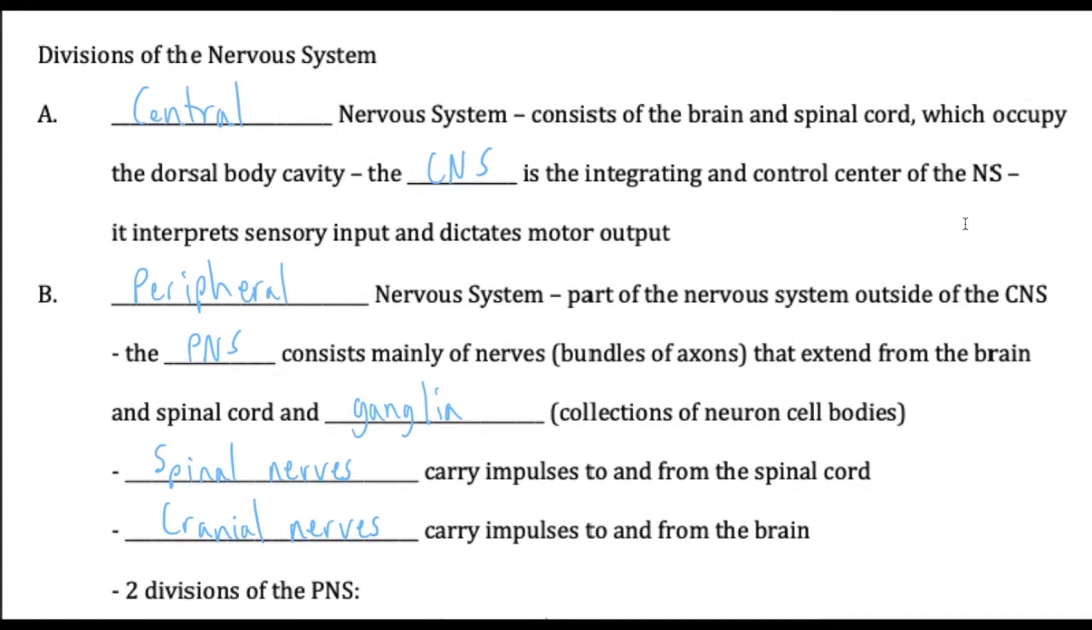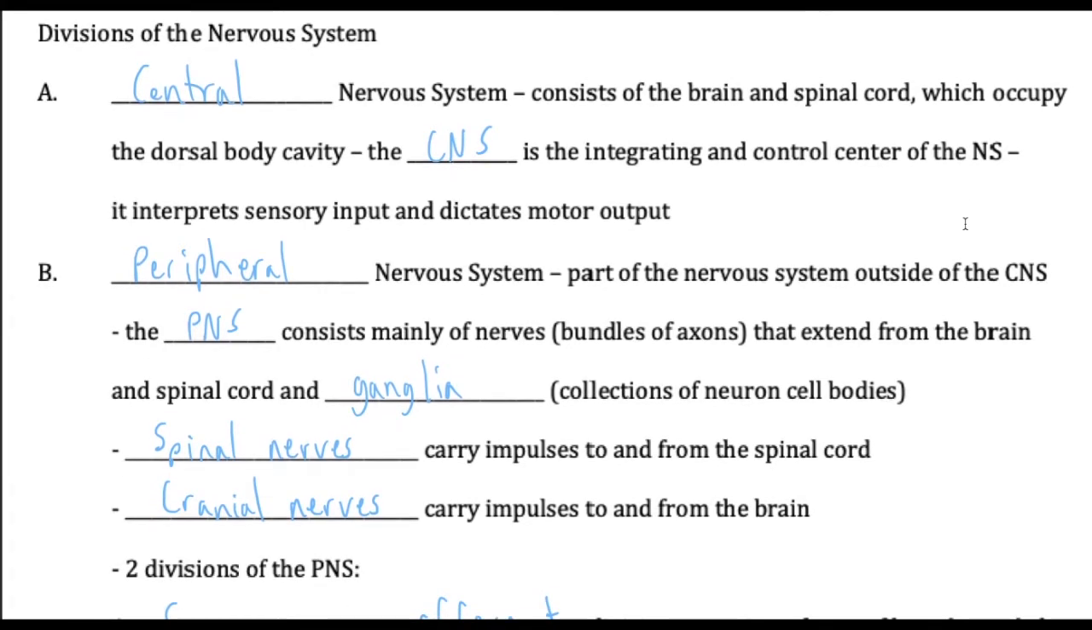A little bit more. So some divisions, we have the central nervous system and the peripheral nervous system, or what we call the CNS and PNS. The central nervous system consists of the brain and spinal cord. And the CNS is going to integrate as the control center, interpret the sensory input, and dictate the motor output. So this is our control center, which is the central nervous system, or the CNS.